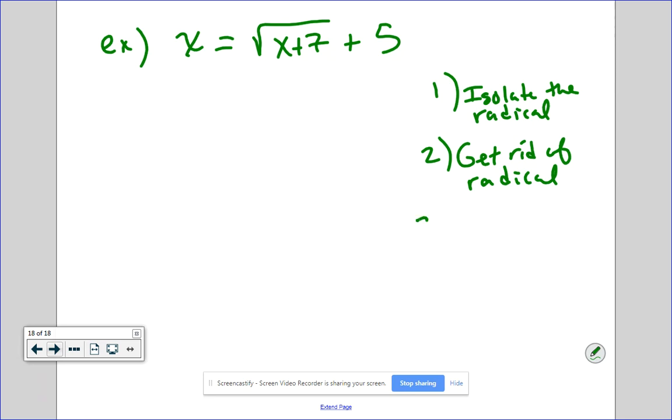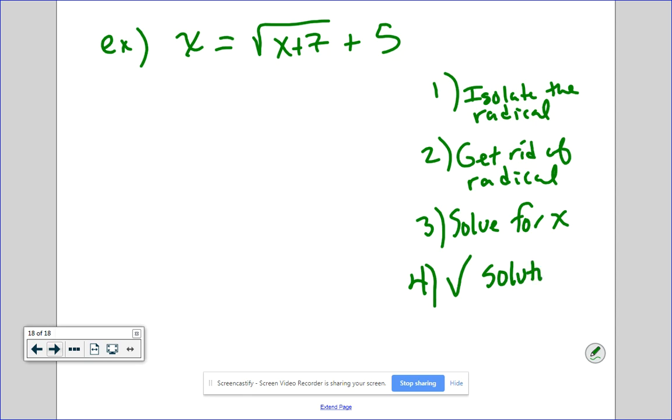And then after that, you're going to solve for x. And then last step, check your solutions. So this is not as long of a process as some of the other stuff we've done, but I want to make sure we talk through it.